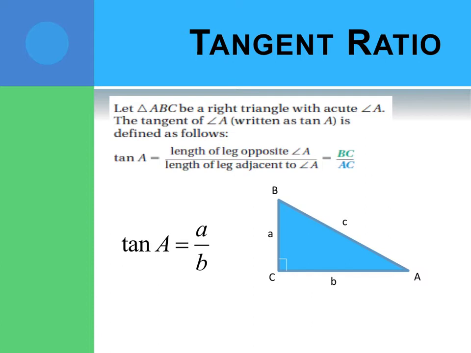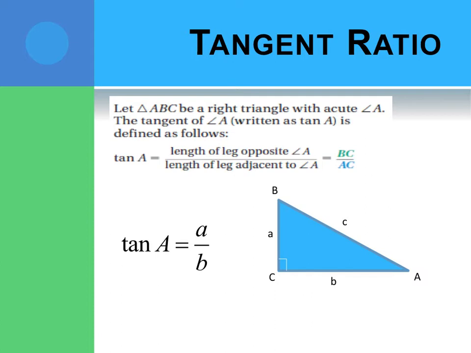So it's saying let ABC be a right triangle with acute angle A. When you want to find the tangent of A, it's going to be written as TAN, capital A, and then it's defined as follows. It's going to be the length of the leg opposite to angle A over the length of the leg adjacent to A. And they've shown here that opposite is BC and adjacent is AC.